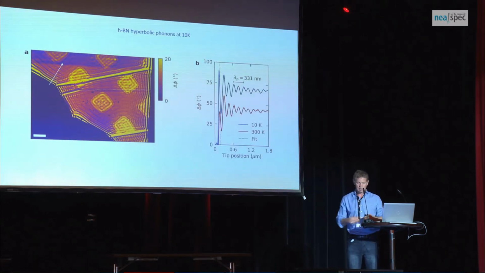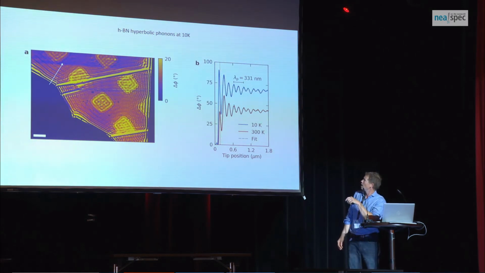But back in 2019, this is an image that we took on boron nitride. So these are phonon polaritons in boron nitride taken at 10 Kelvin. And this looks pretty good. The signal to noise is actually very high. The number of fringes you see is very big. And yeah, so this is back in 2019.